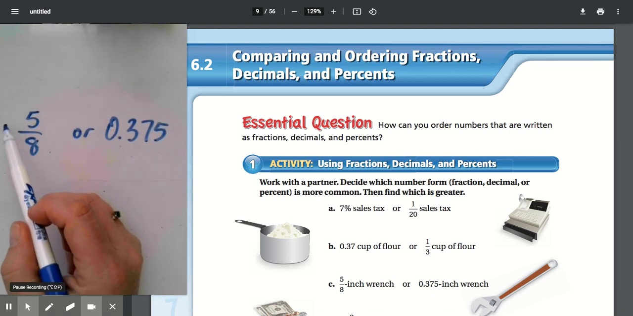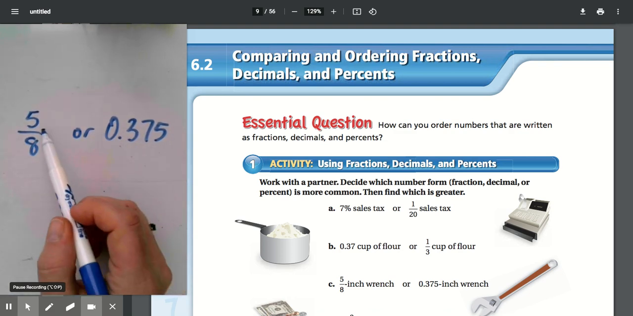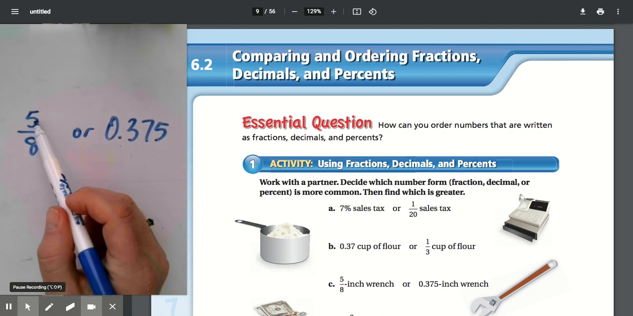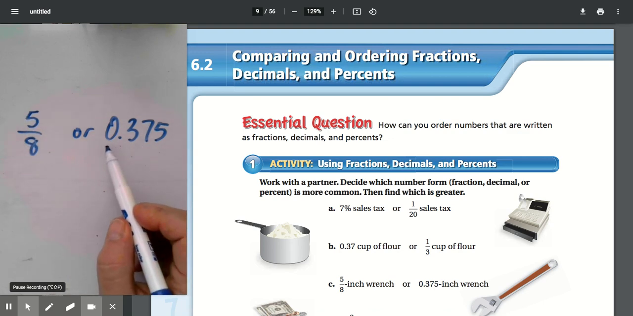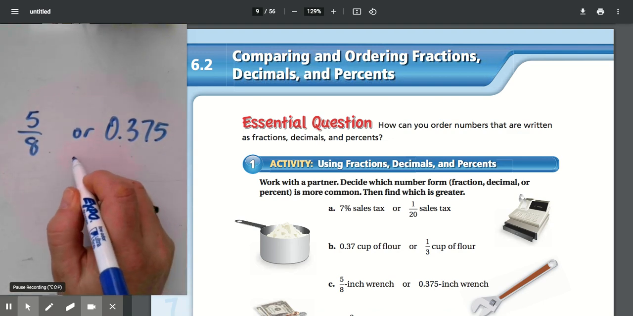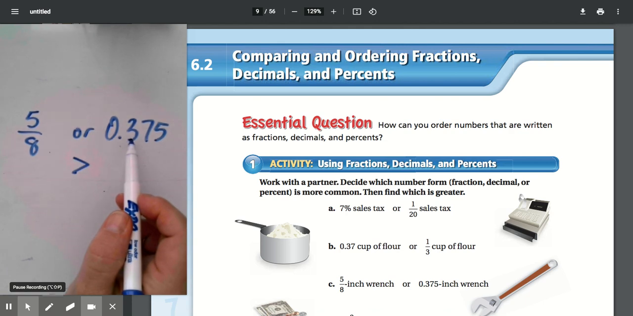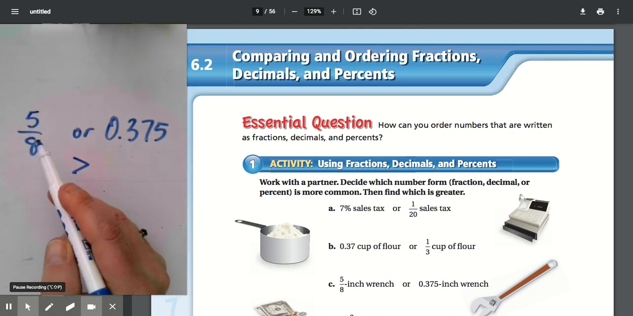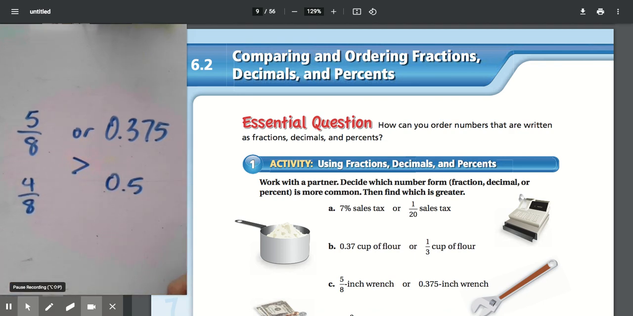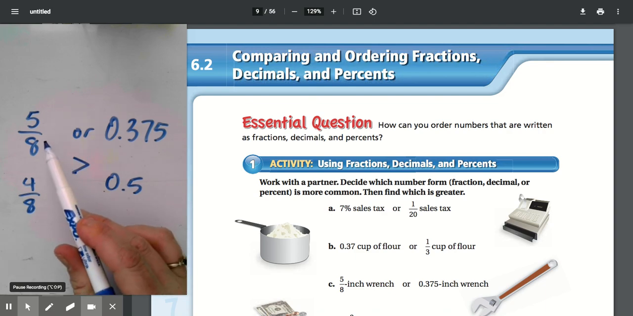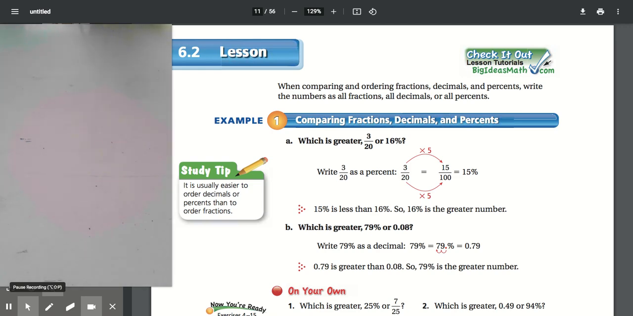Now, at some point, you may get used to what eighths look like in decimal form. But for now, I just want you to look at this and notice that if we had 4/8, that would be half. So this is going to be more than half. This is going to be less than half. And so without even putting them in a common form, you could say that that is greater than that. So being able to compare them to a marker like 1/2, which would be 4/8, or 0.5, allows you to see, hey, we know that one's bigger than that one, even without putting them in the same form. So let's look at some examples.